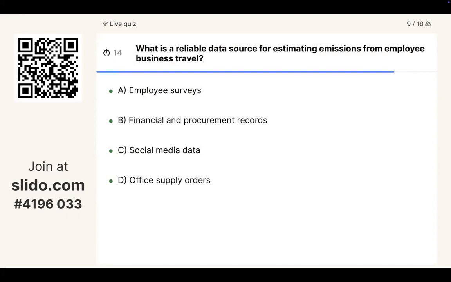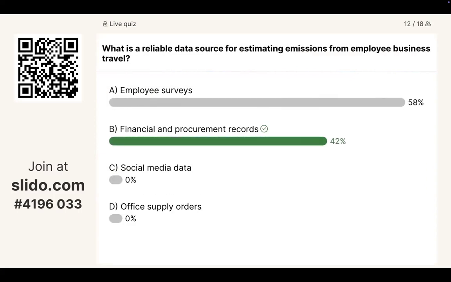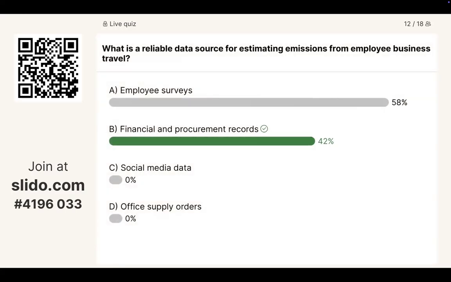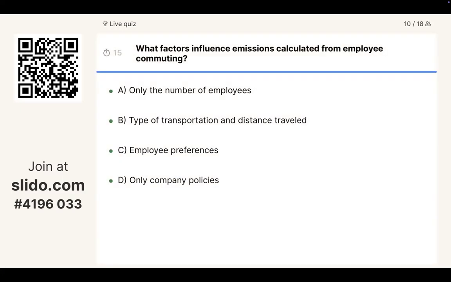What is the reliable data source for estimating emissions from employee business travel? Is it office supply orders, social media data, financial and procurement report, or employee surveys? Which one do you think is the closest one? Yeah, that will be interesting to see. The correct answer is financial and procurement record, right? Because even an employee survey will not tell you exactly which vehicle or which airline was used. Whether it is Boeing 727 or Boeing 327, he cannot tell you. But if you check the financial record or travel agency record, then only you will get the nearest data.